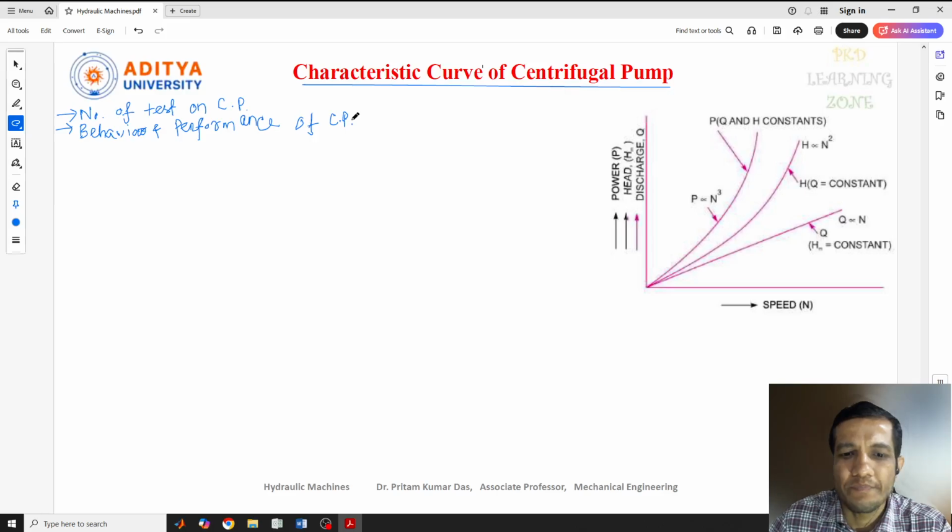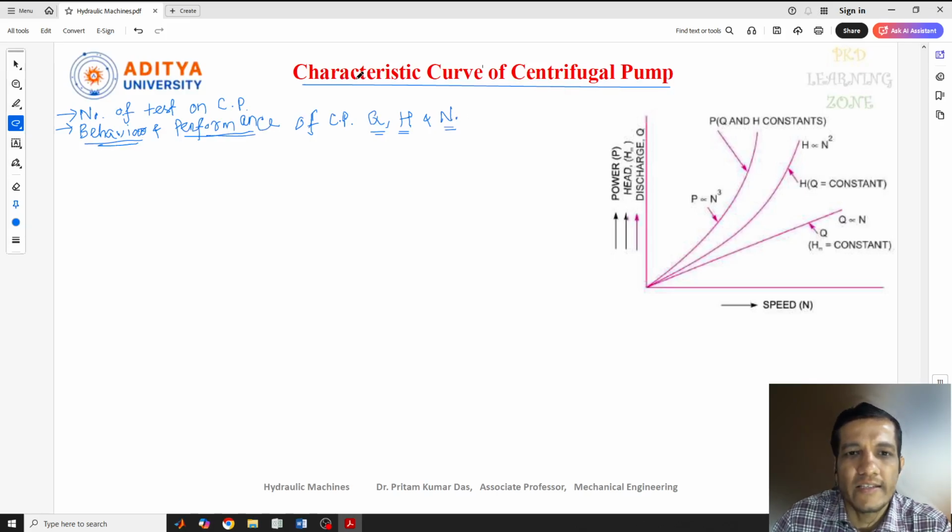When the pump is working at a different flow rate, or at a different head, or at a different speed, that is, at different discharge, flow rate, head and speed, then we can find out what the behavior of the pump is and what the performance of the pump is.